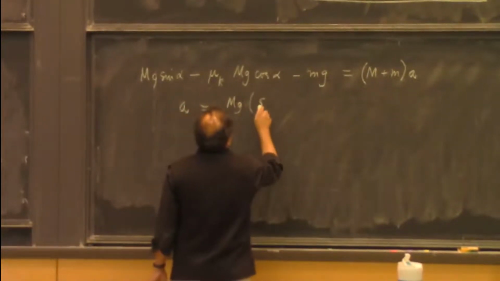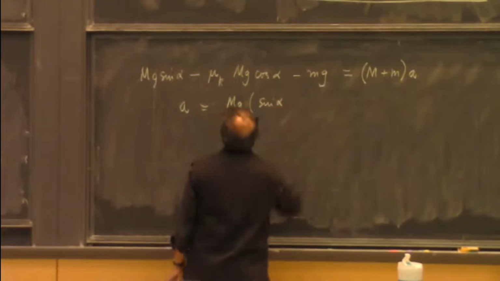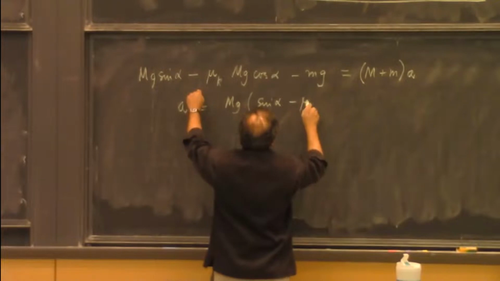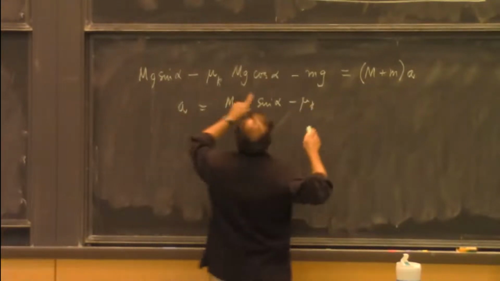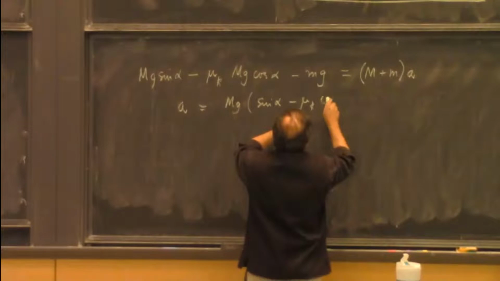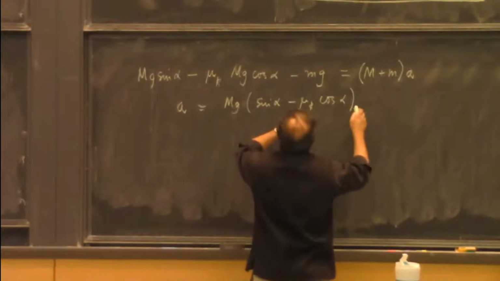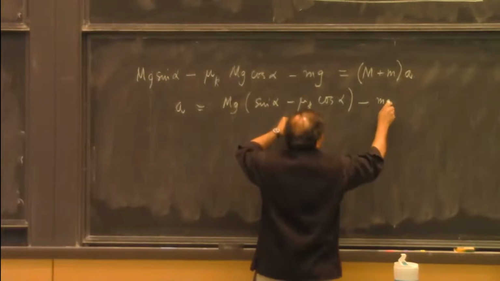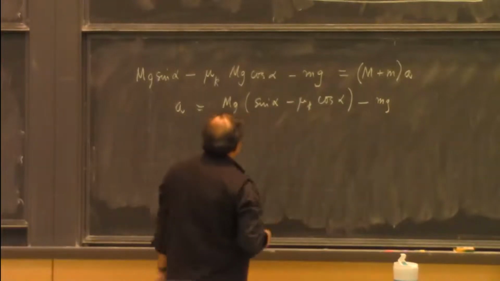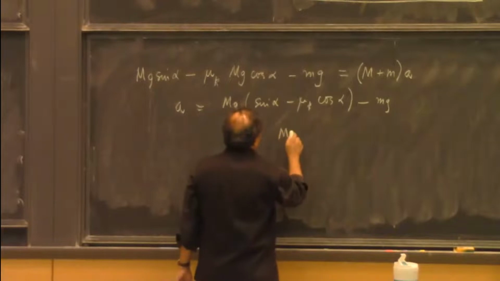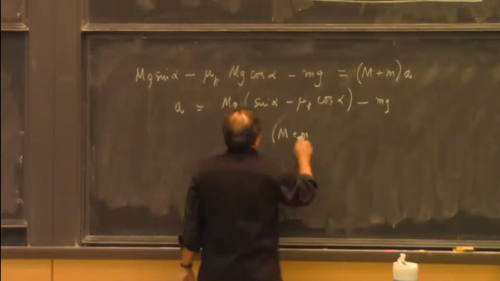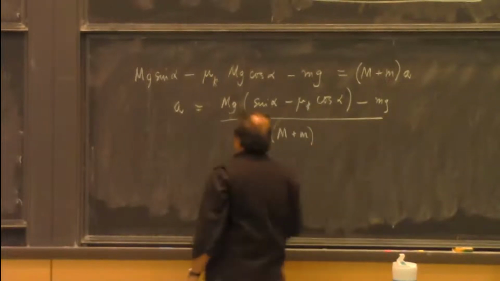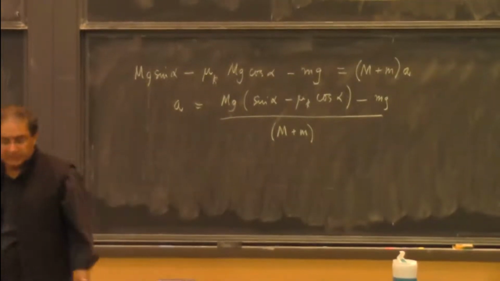And I have a sine of alpha. And I have a minus mu k. See, previously we had a plus sign. Minus mu k cosine of alpha. Minus small m g. And then downstairs, I have big M plus small m. So that's my acceleration of the whole system.